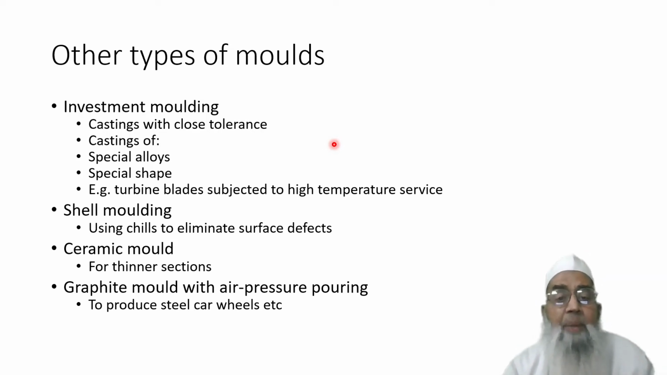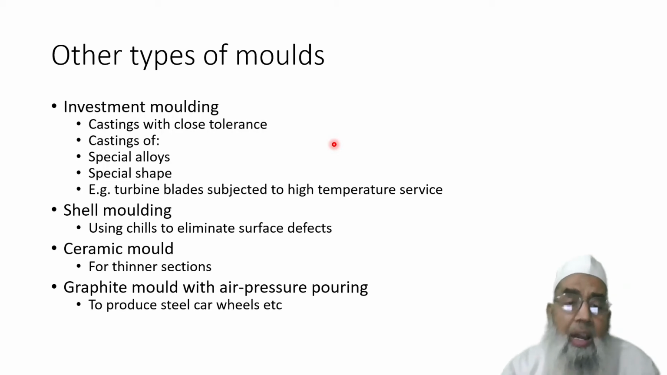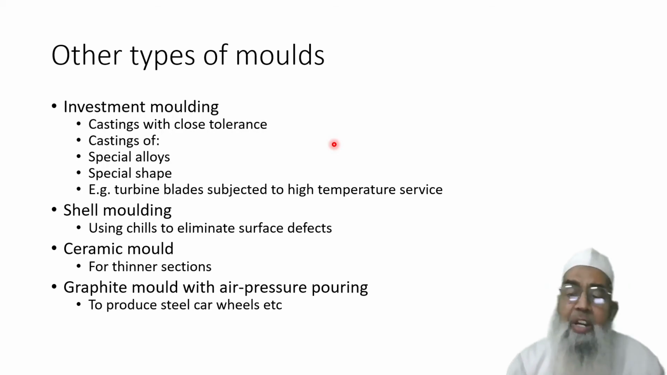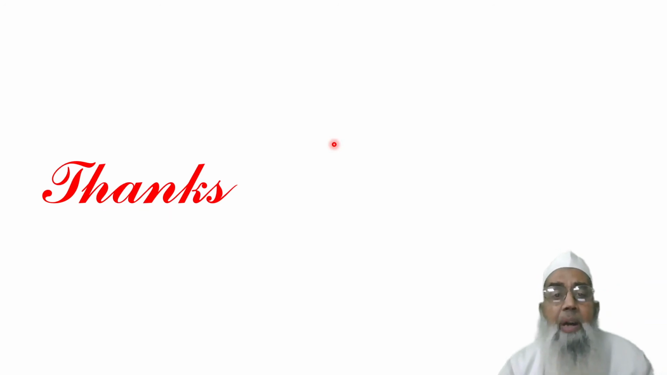Here we have to take into account that the carbon pickup may be avoided. However, graphite mold with air pressure pouring can give a better surface finish. This is all about steel casting. We will go into detail of it in part 2.